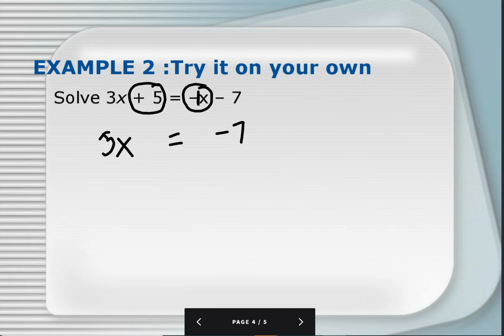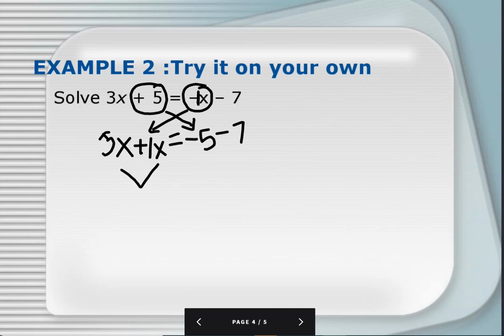Now what's going to happen is that these two are going to switch places. So these two are going to switch places. All right, so now this is a negative 1x. When you switch places, they become the opposite. So that one's a negative 1x, so now it becomes a positive 1x. This one is a plus 5, so now it becomes a negative 5. All right, so what you have to do is combine the terms.